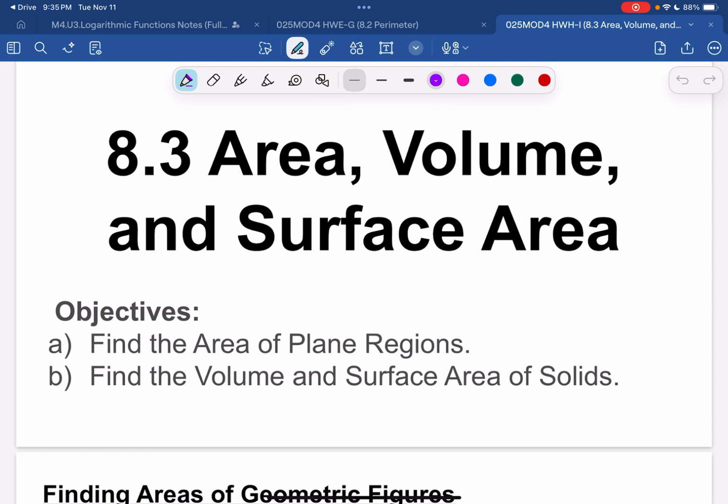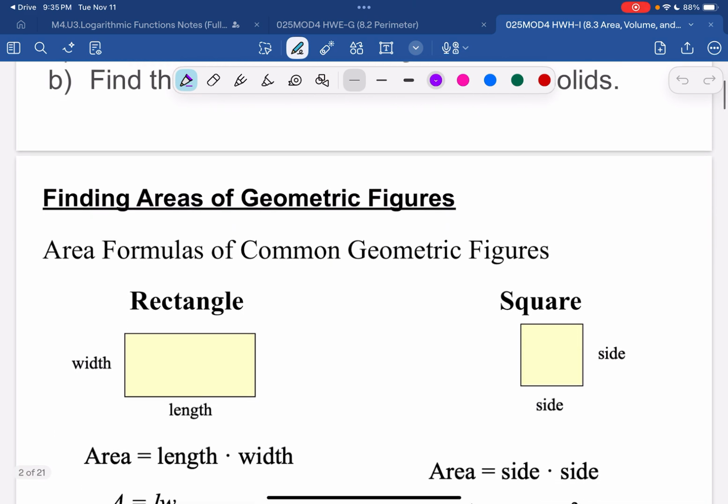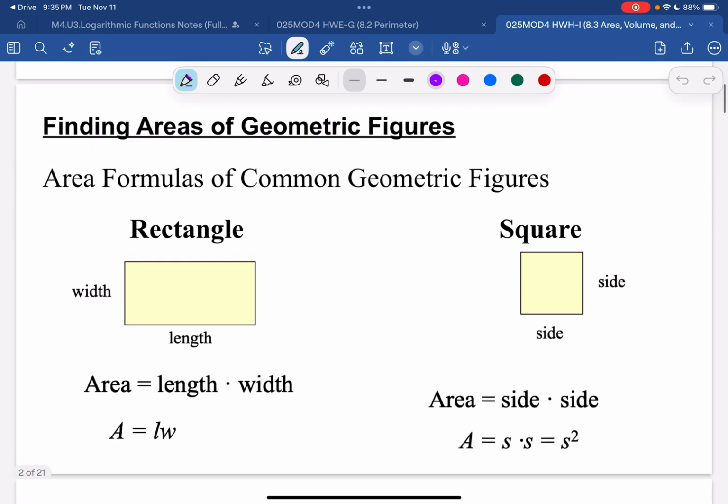In this video, we're going to look at area, volume, and surface area. So the first thing we're going to look at are formulas. And there are quite a few formulas in this video.